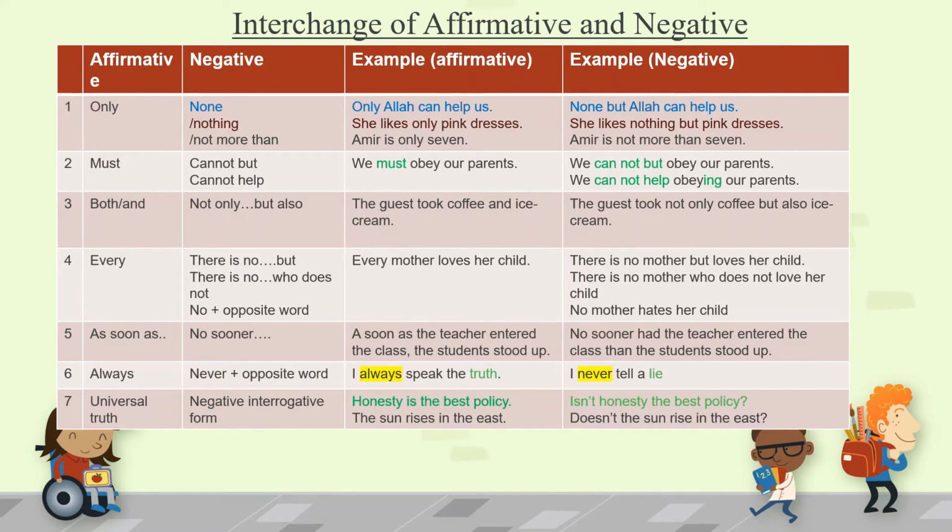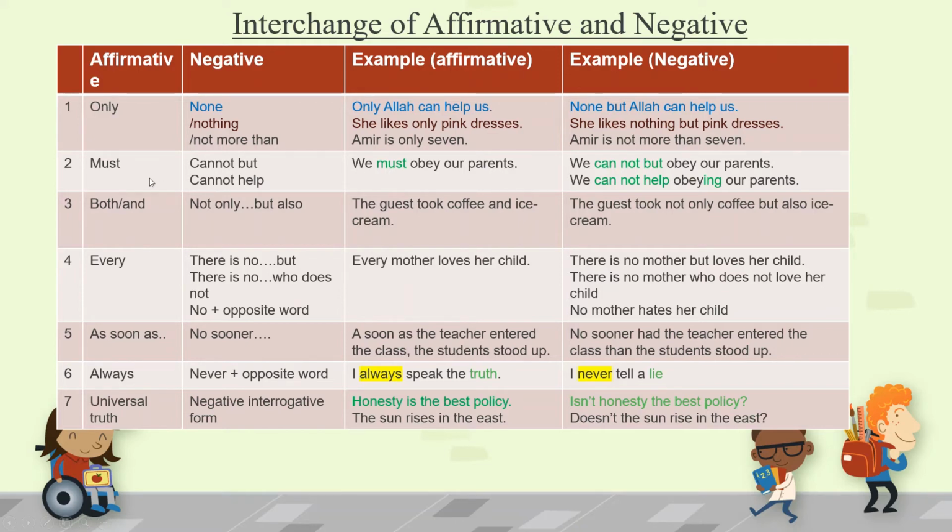But in the second sentence, the word that follows only is pink dresses, which are inanimate objects, not human beings. That's why you use nothing. In the third sentence, the word seven stands for quantity. That's why we can't use none or nothing. In this case, you have to use not more than. You can also use not less than.